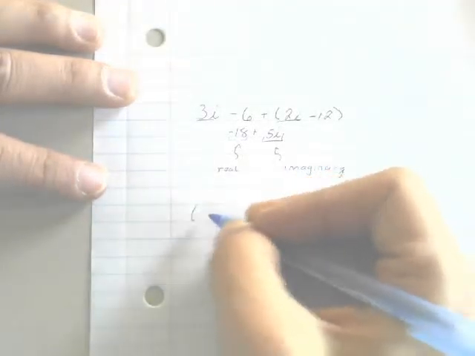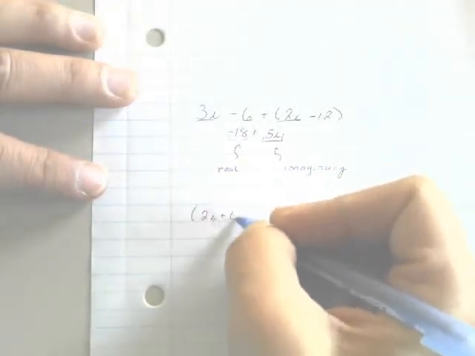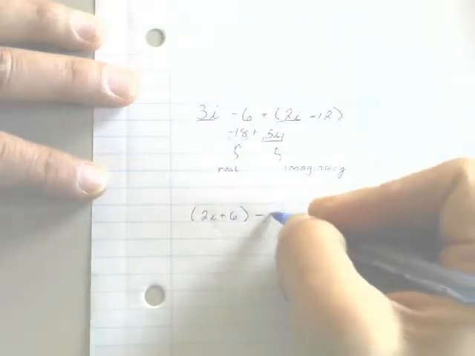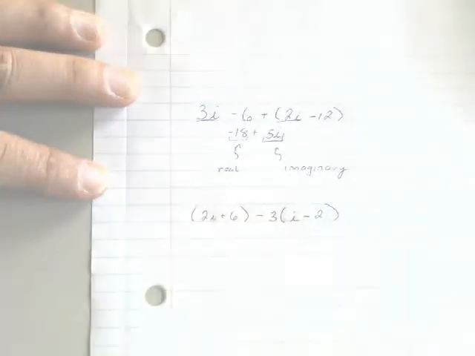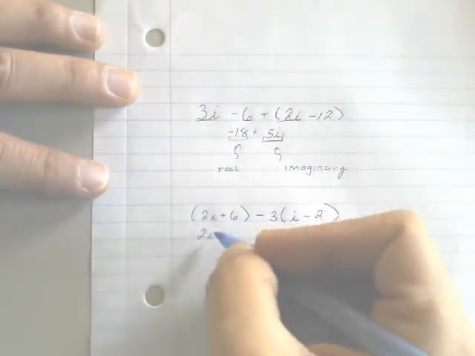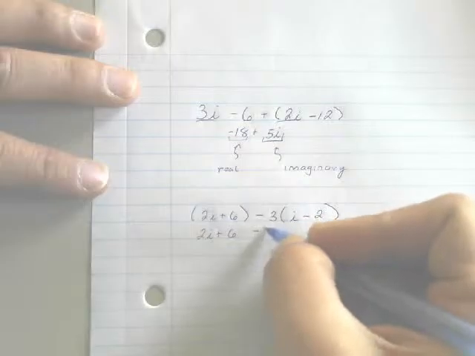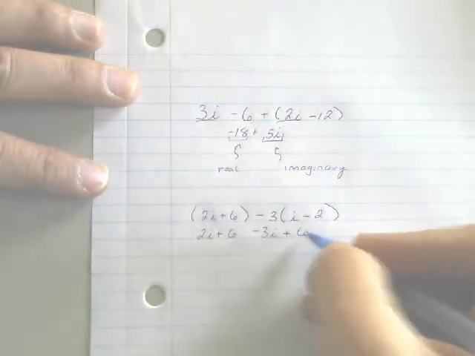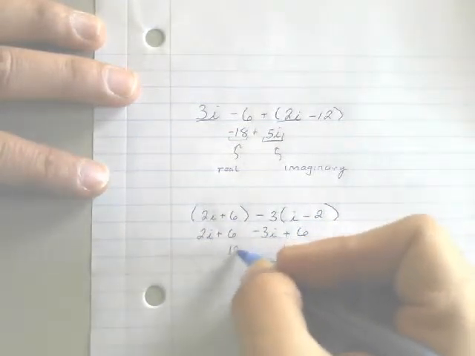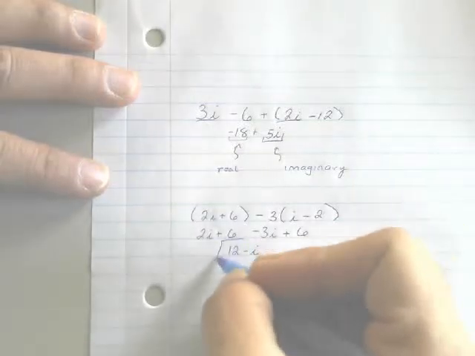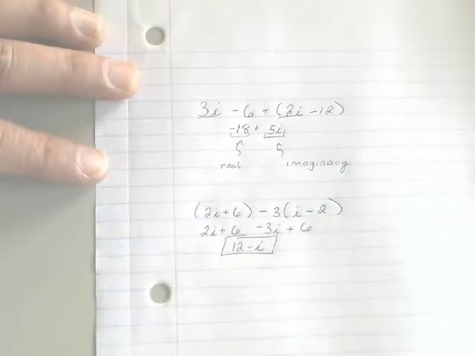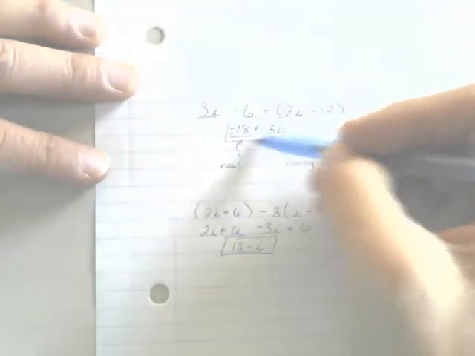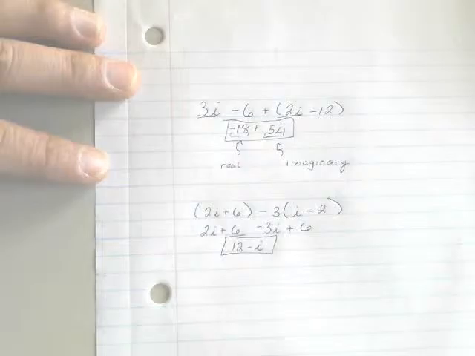Another similar example: if I have 2i plus 6 minus 3 times i minus 2. I'm going to start by distributing the negative 3, negative 3i plus 6, and combine my like terms. So I have 12 minus i, and that is simplified as much as it can be. Adding and subtracting is very easy. You're just combining your like terms, and you cannot combine your real numbers with your imaginary.